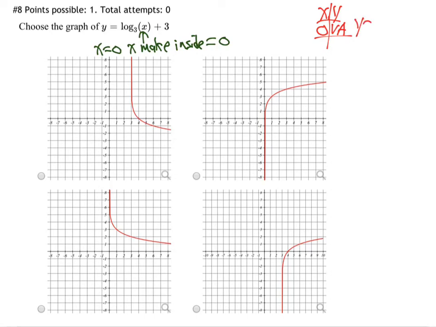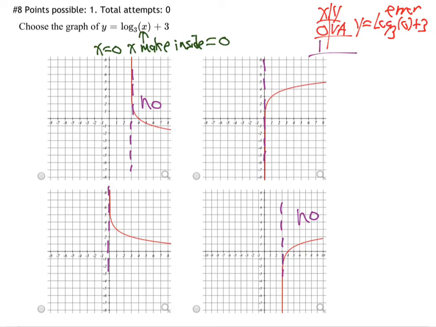Because if you plug that in, you're going to get log base 3 of 0 plus 3. This part will give you an error in your calculator. That means the vertical asymptote is at 0. So the real graph has a vertical asymptote right here at 0. So this one's good, vertical asymptote at 0, and this one's good, vertical asymptote at 0. This one has a vertical asymptote over at 3. That's a no-go. And this one also has a vertical asymptote at 3, no-go. So we're down to 2 answers.